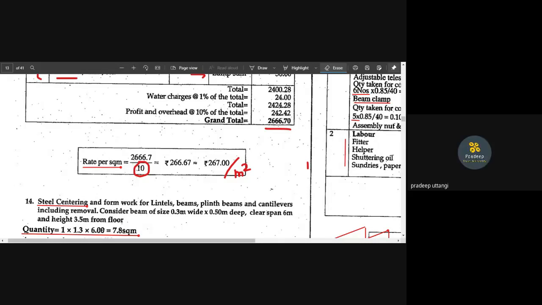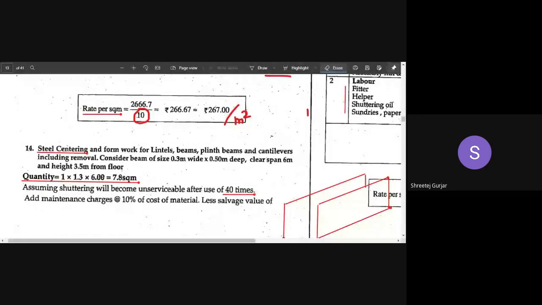Can you move on to steel? Yes, sir. Okay. So this is regarding timber. We have studied regarding timber. Now we will learn regarding steel formwork. Steel centering and formwork, for lintel, beams, plinth beams, cantilevers, all those things we are going to learn.